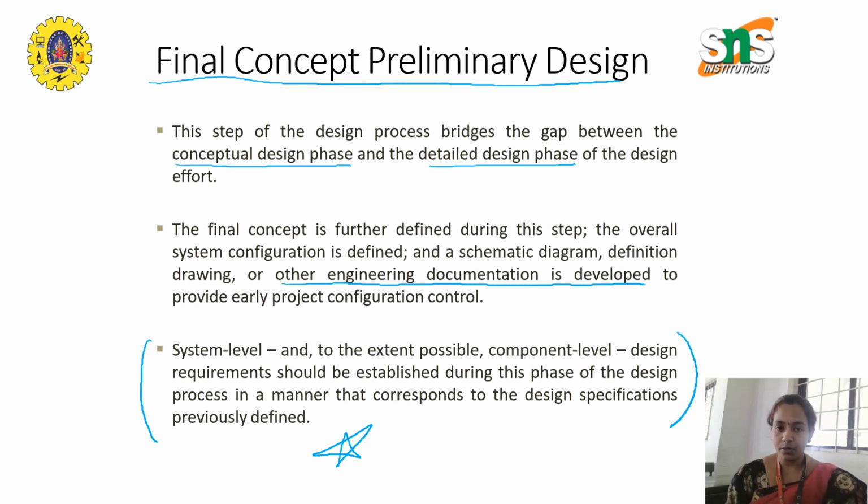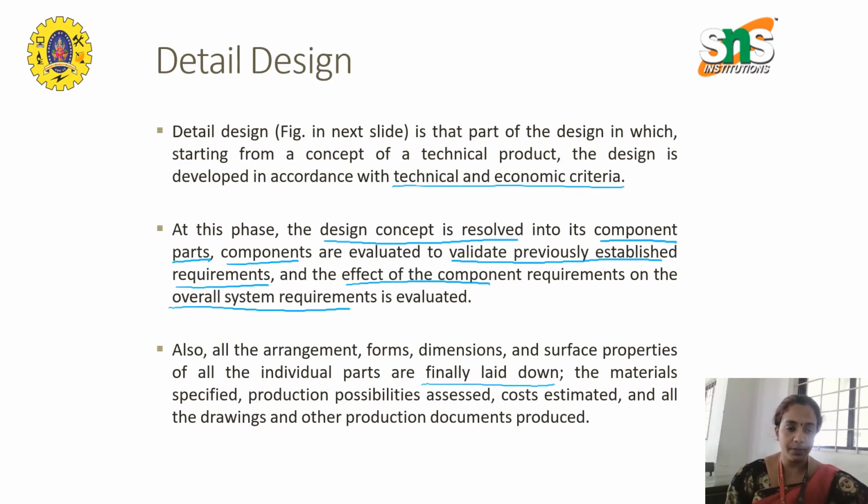This step of the design process bridges the gap between the conceptual design phase and the detailed design phase of the design effort. The final concept is further defined during this step. The overall system configuration is defined and a systematic diagram, definition, drawing, or other engineering documentation is developed to provide early project configuration control. So system level and, to the extent possible, component level design requirements should be established during this phase of the design process in a manner that corresponds to the design specification previously defined.